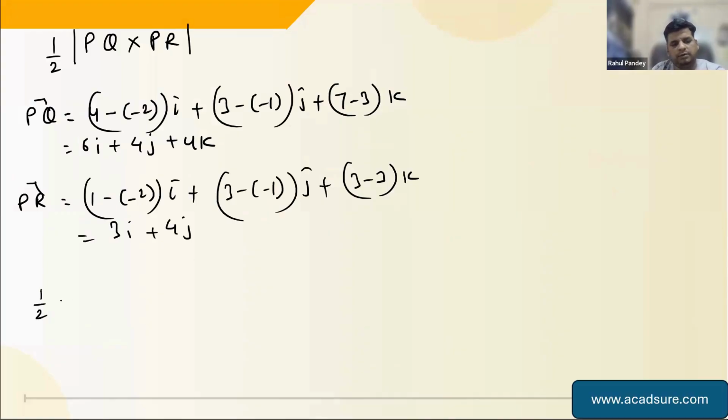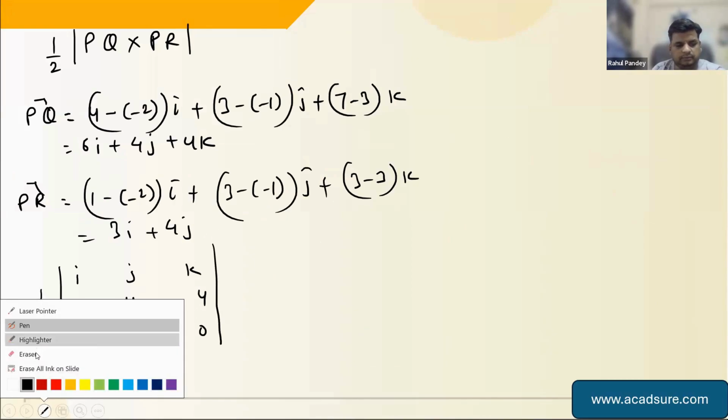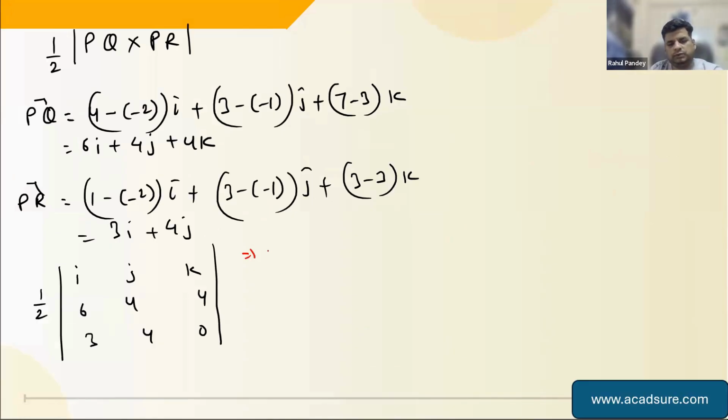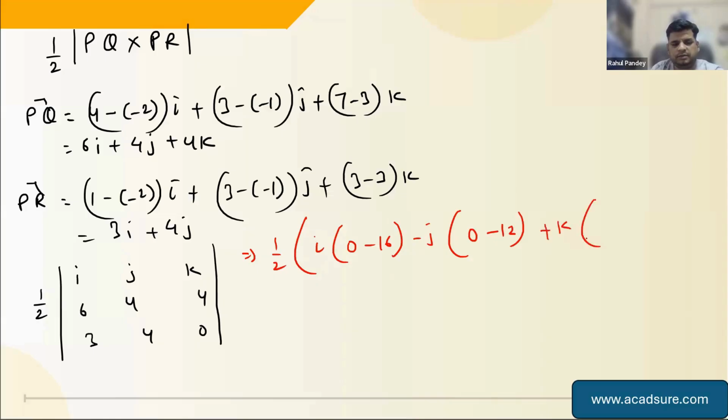So the area would be half of the determinant with rows i j k, 6 4 4, 3 4 0, which is equal to half of i times (0 - 16) - j times (0 - 12) + k times (24 - 12), which is half of -16i + 12j + 12k.